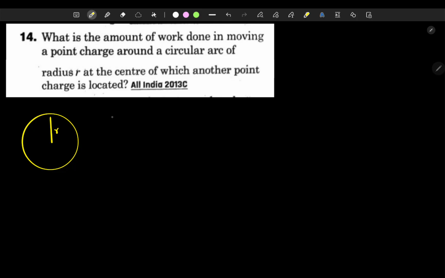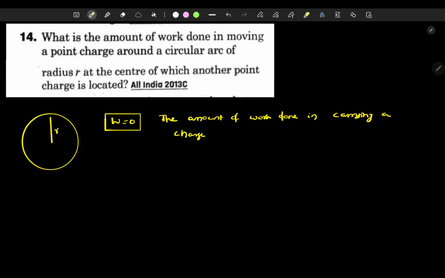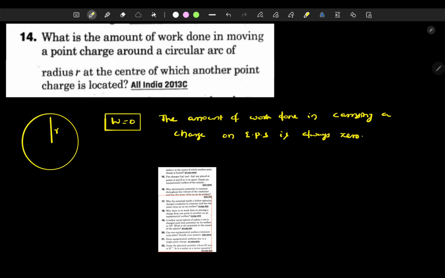We know it. So W is how much? W is equal to 0. Simplest answer. So what you have to write as per question number 14? The amount of work done in carrying a charge on an equipotential surface is always 0. This is the answer. Next, come to our question number 15.